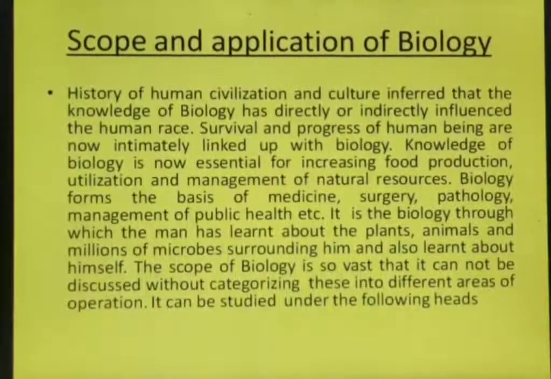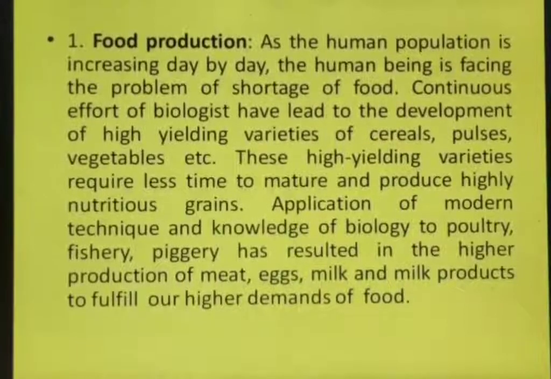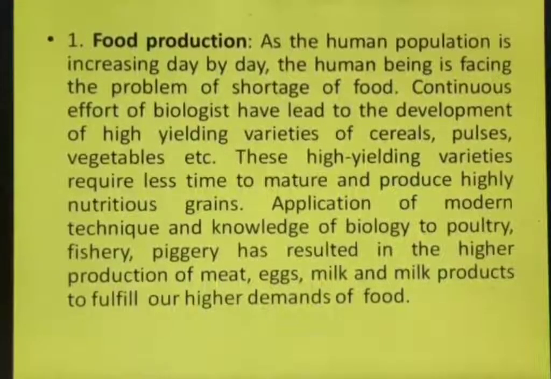Now I will summarize all these different heads where biology is applicable. Number one, food production. As human population is increasing day by day, the human being is facing the crisis of food. So continuous effort of biologists has led to the development of high yielding varieties of cereals, pulses, vegetables. Cereal means our rice and all these things, pulses mean dal and all other things, and different vegetables. Now you might have observed that hybrid vegetables are also available in the market.